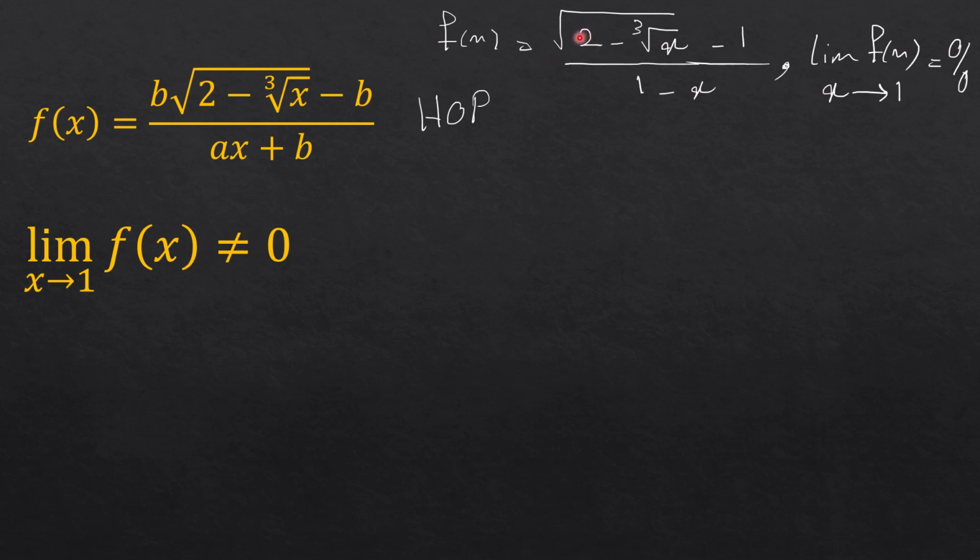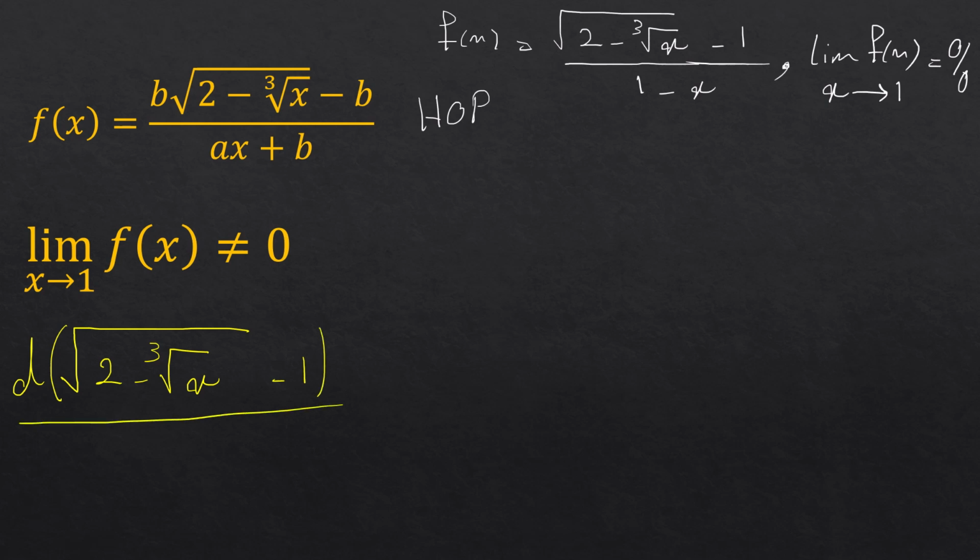Okay, so let's see how we can find this. Well, differentiation of the denominator is easy: 1 minus x, its differentiation is minus 1. So we don't have much to do here, but the numerator is a bit of work. We have the square root of 2 minus the third root of x, minus 1, and we want to find its differentiation with respect to x. We can quickly say that the differentiation of minus 1 is 0, so I can remove that.